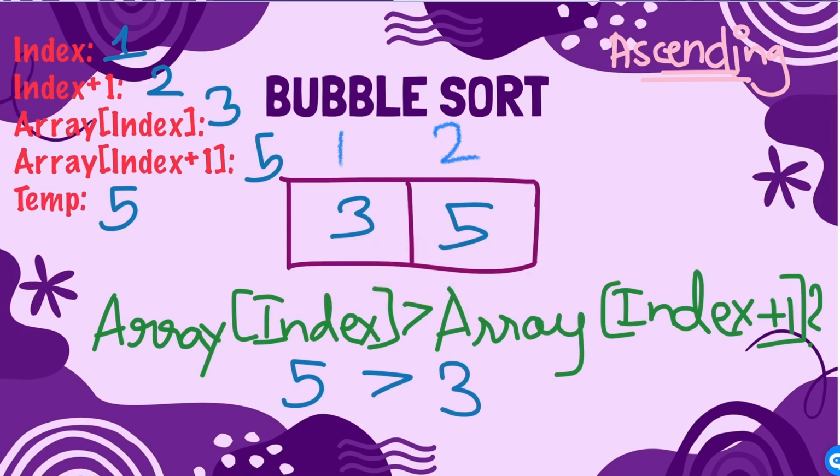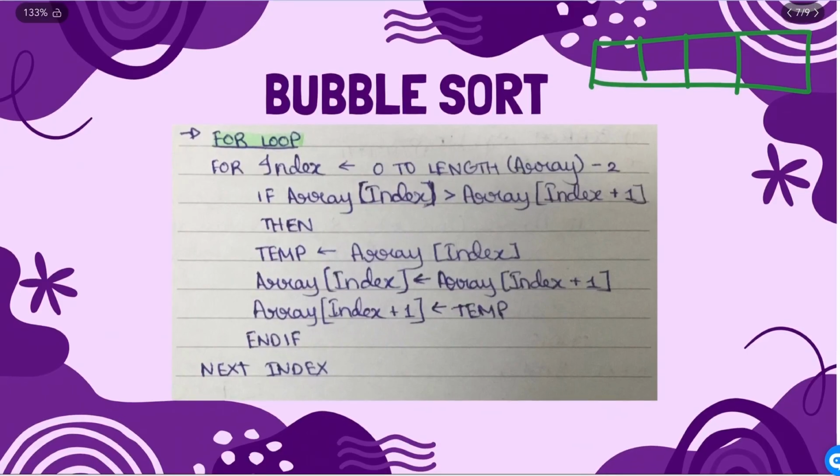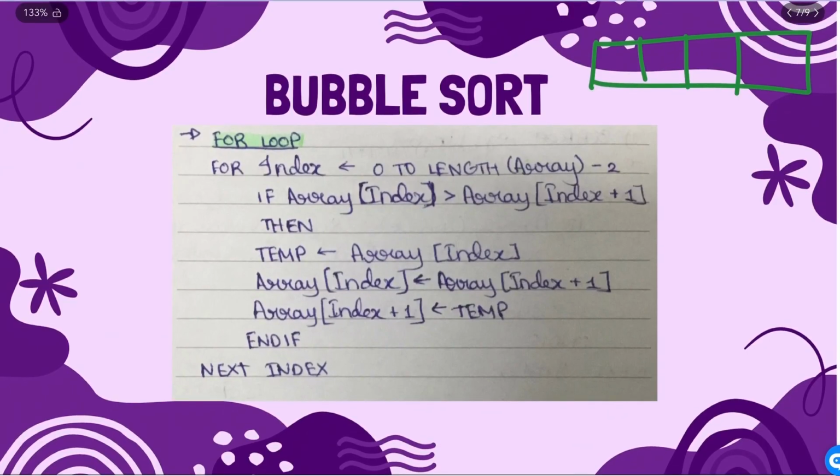And if you wanted to do it in descending order, all you need to do is just flip the sign. So the greater than sign becomes a less than sign, and your values would be arranged in descending order. Next, let's look at a code version of the program.